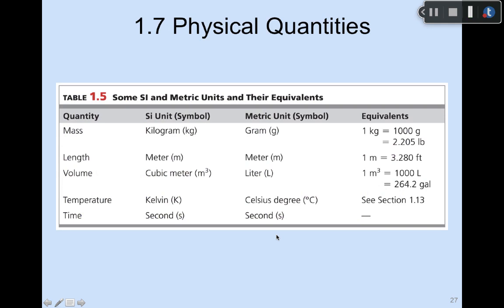more discussion here. So for mass, we're going to look at grams. For length, we're going to look at meters. For volume, we're going to look at liters. And for temperature, typically Celsius, sometimes Kelvin. You're going to use both of them.